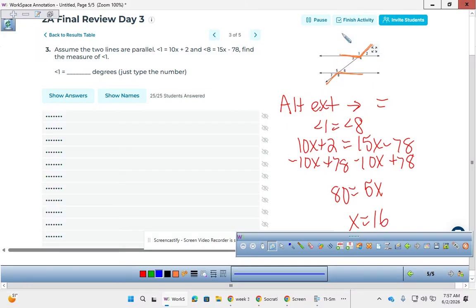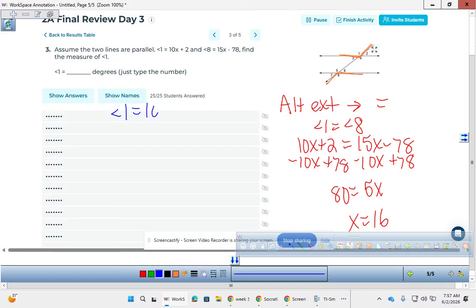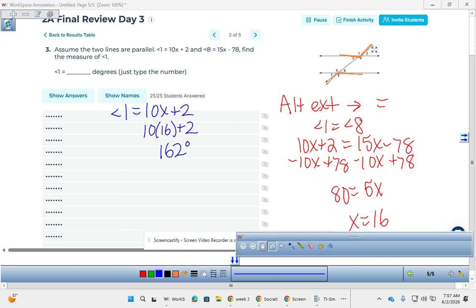Alright, so to find the measure of angle 1, I'm going to take the angle 1 equation, 10x plus 2, and I'm going to do 10 times 16 plus 2. So this is 162 degrees. Alright, so just to review, those two were less than 50%, so I felt like we needed to go over them before we move on to that.